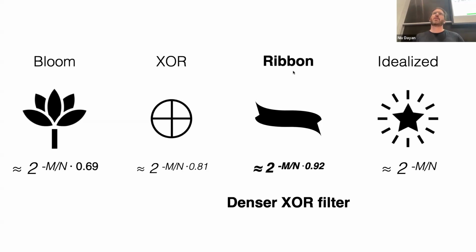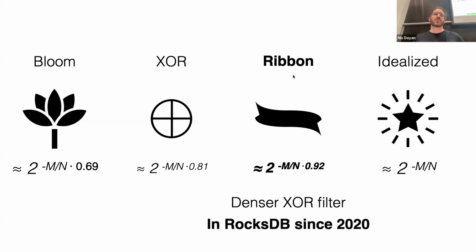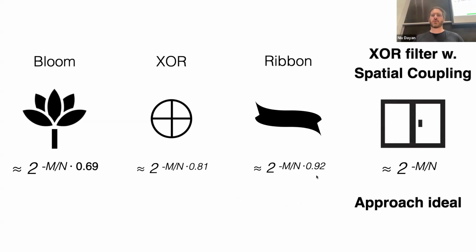Now, if you want to do even better than the ribbon filter, I'm just telling you that this exists. I'm also telling you that the ribbon filter is not the stuff of folklore. In fact, there's an implementation of the ribbon filter as a part of RocksDB as of 2020, which you could use and run experiments on if you like. And there is another variant of the XOR filter that uses a technique called spatial coupling to do even better.